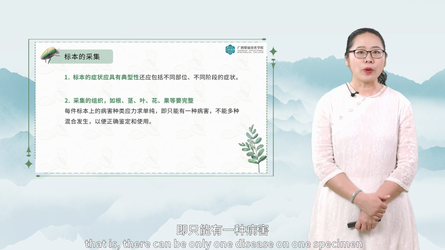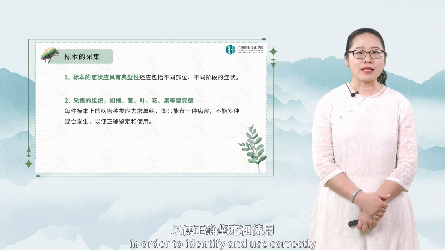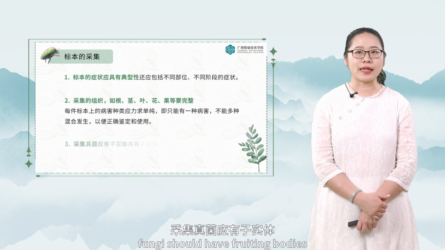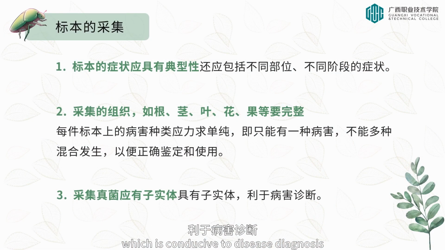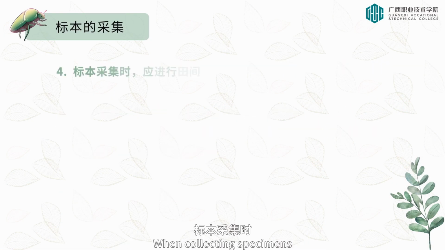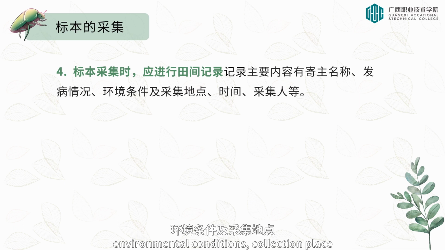That is, there can be only one disease on one specimen. No more diseases, in order to identify and use correctly. Fungi should have fruiting bodies, which is conducive to disease diagnosis. When collecting specimens, information such as host name, morbidity, environmental conditions, collection place, time, and other information should be recorded.